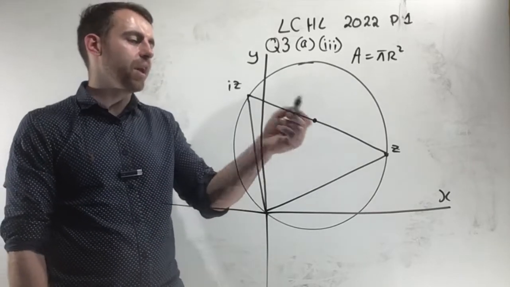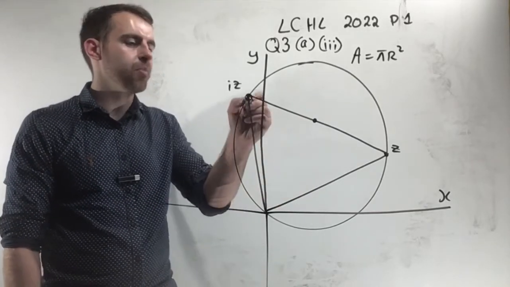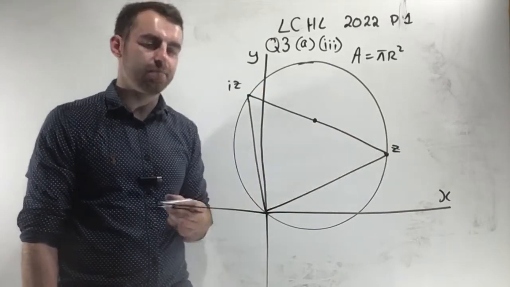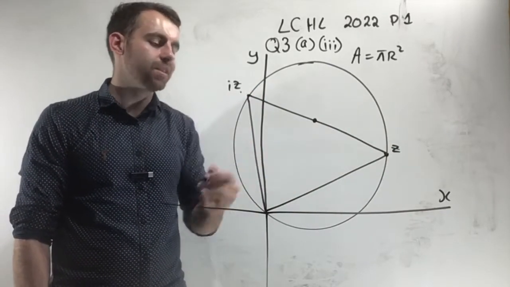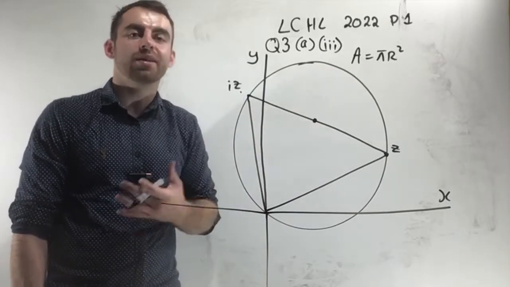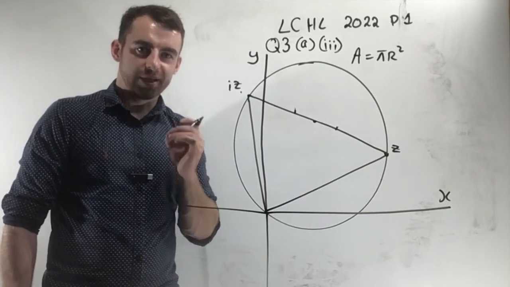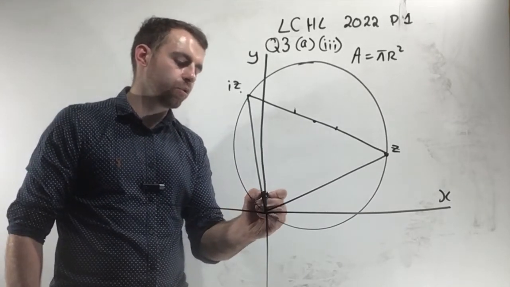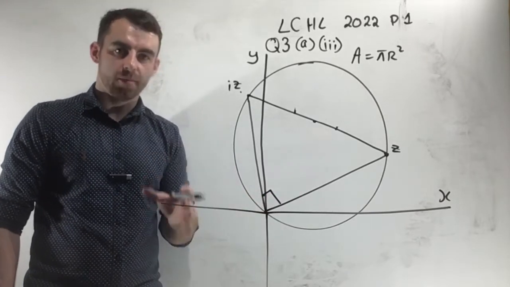And obviously the radius is just half of the diameter. A diameter is the distance from iz to z. So if I can get the distance from iz to z, then I just get half of that, then that's my radius. I'll sub it in, I'll get the area of the circle. Now, the key to this is that this is a right angle triangle. I know this is a right angle triangle because of my geometry.